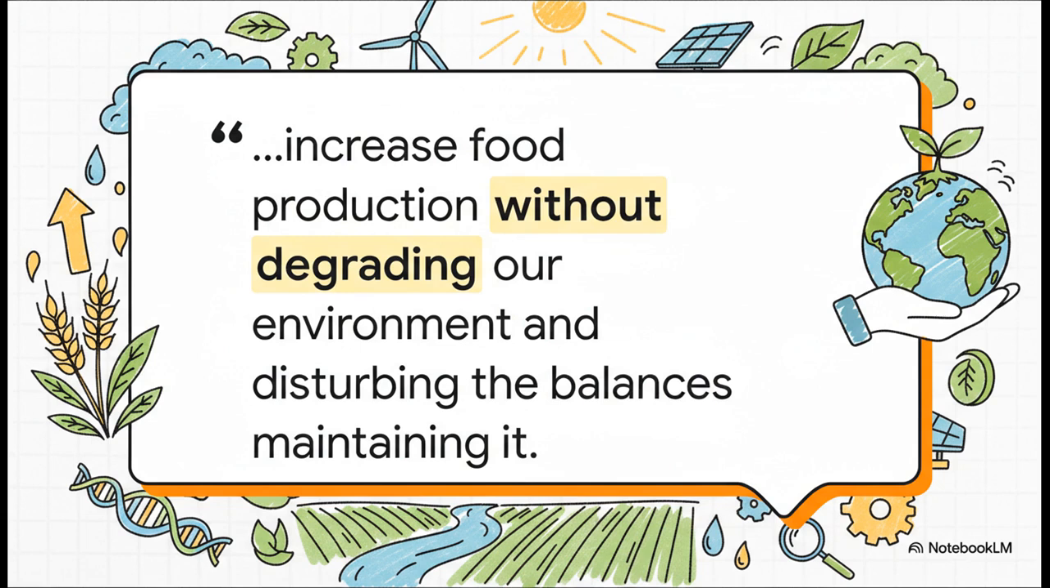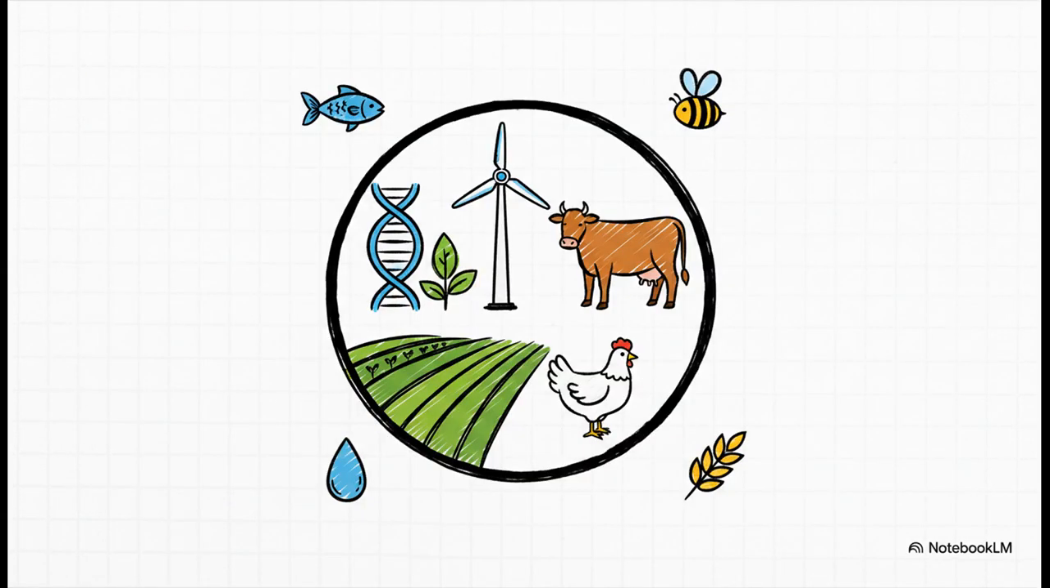As we come to the end of this revision, I want you to reflect on this important idea. All these scientific practices for increasing food production are great, but we must always remember to practice them in a sustainable way, without harming our environment or disturbing the natural balance. So, to conclude, using scientific practices in agriculture and animal husbandry is the key to achieving food security for our nation. By learning about these topics, you are not just preparing for an exam, you are understanding how we can build a future where everyone has enough food to eat.